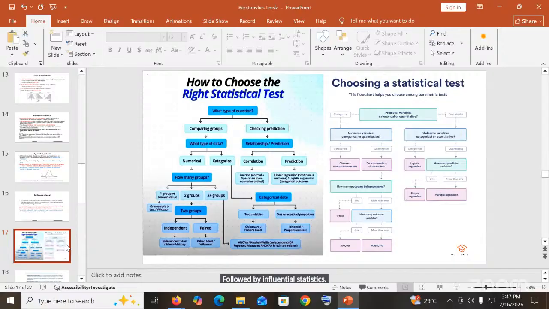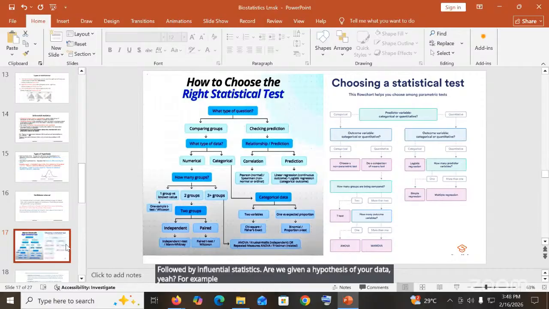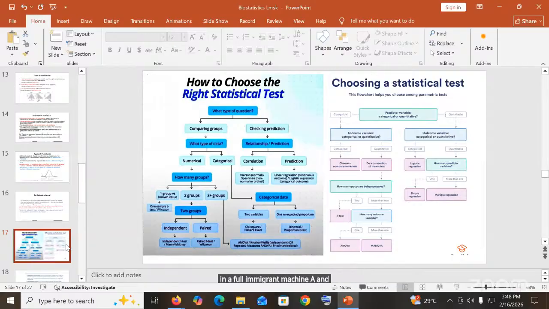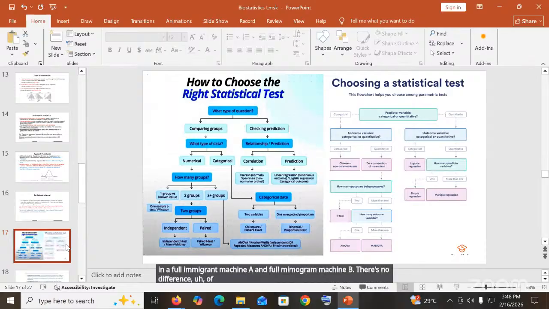Have you given a hypothesis of your data? For example, you're comparing two machines. So you will say there is no difference in a full hemogram machine A and full hemogram machine B. There's no difference of results. For example, you're comparing two machines in your lab. So you'll say there's no difference. That's a null hypothesis. And now you come and calculate and get the p-value, get the CI, the confidence interval, get your confidence level. And mostly people will use 95% confidence interval, confidence level.